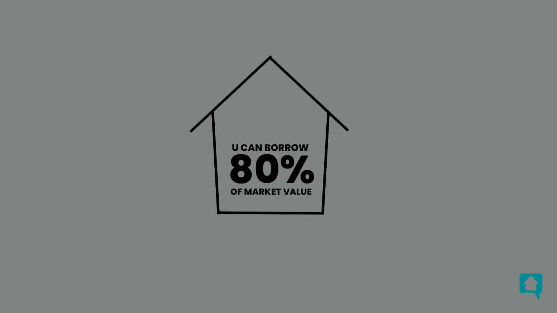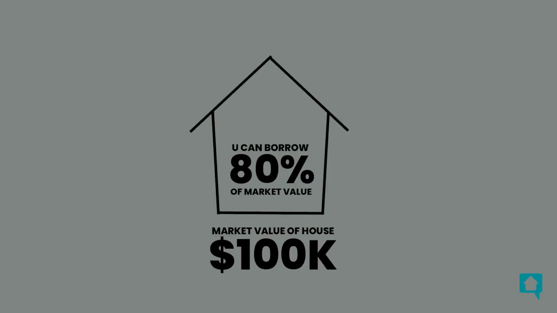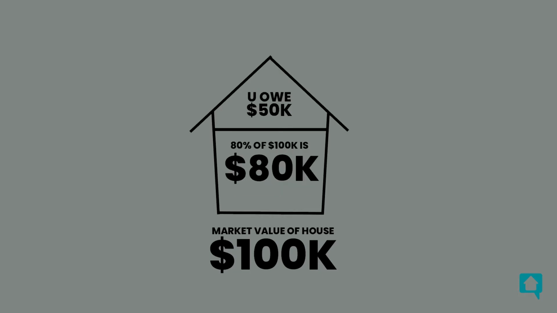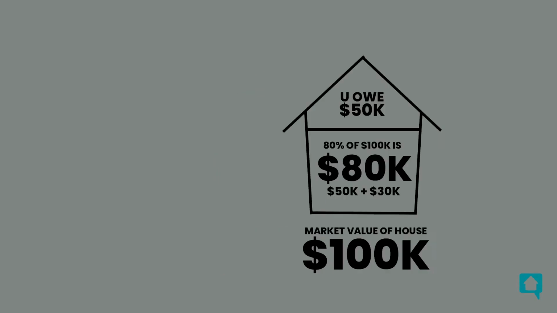So let's talk an easy math. If your house is worth $100,000 and you owe $50,000, then you can borrow an additional $30,000 in equity. $50,000 plus $30,000 equals $80,000. $80,000 is 80% of $100,000. Now, this additional equity is paid out to you and goes right to your bank account, and you can use that money for anything you choose.